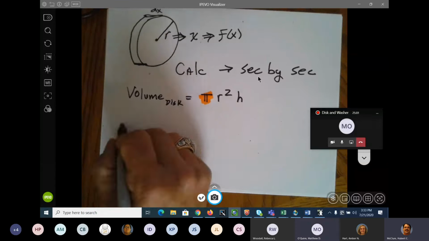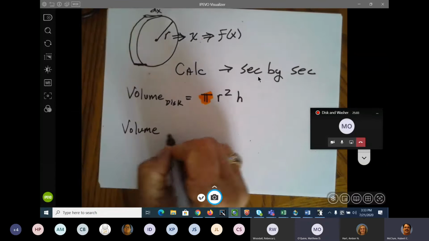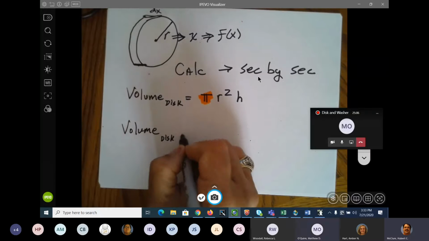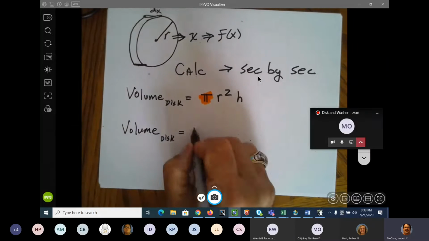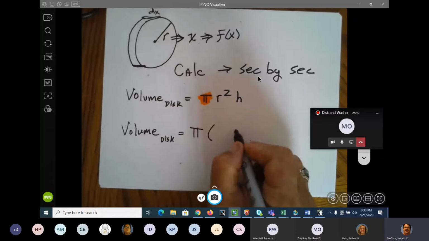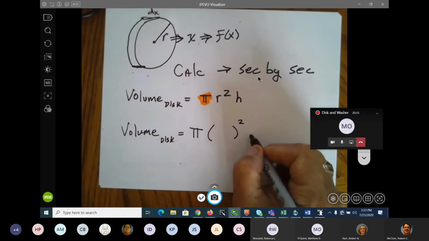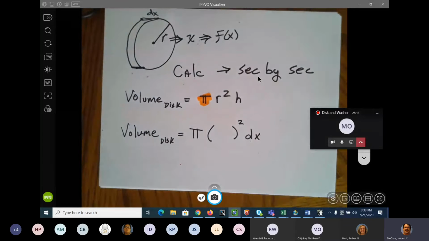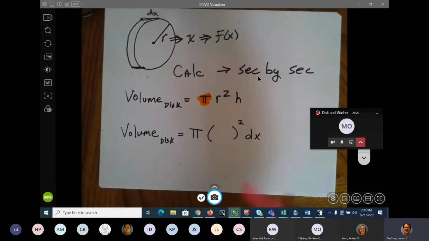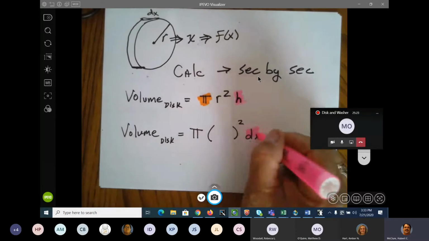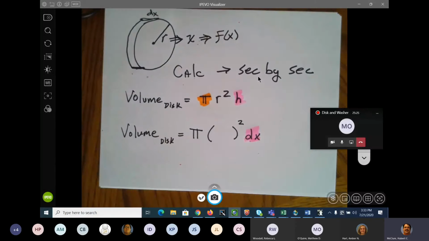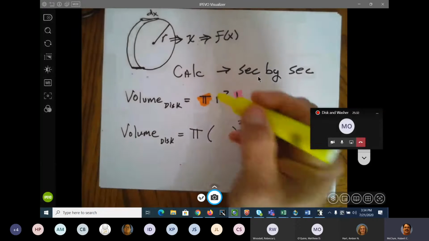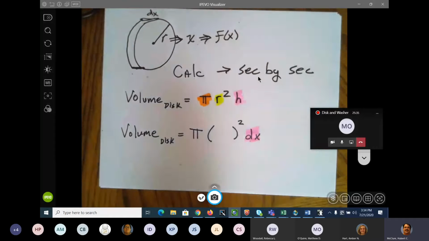So I'm going to rewrite this. Volume of the disk is equal to pi, parentheses squared, dx. And that height is going to be, from now on, dx. So that leaves r as your function. And they're only going to start out giving you one function.